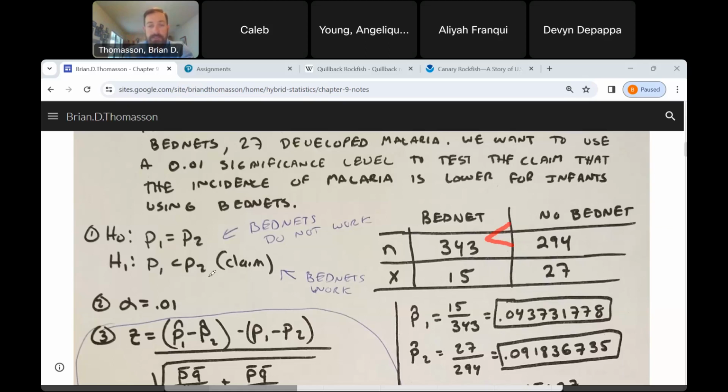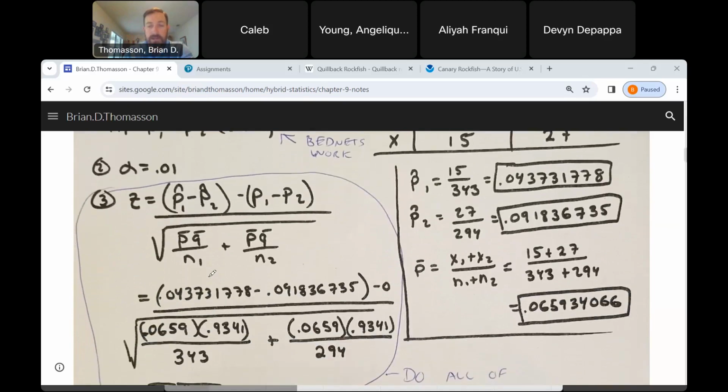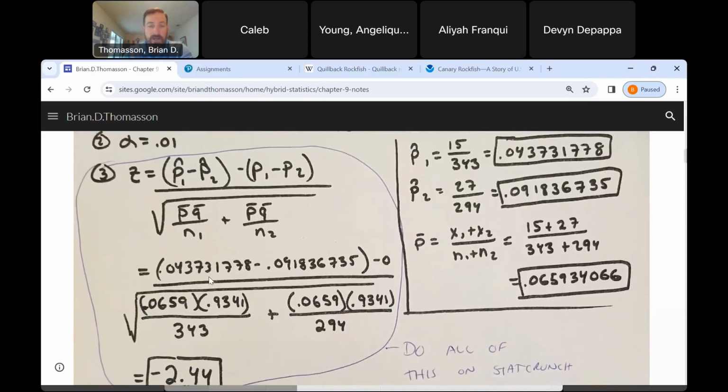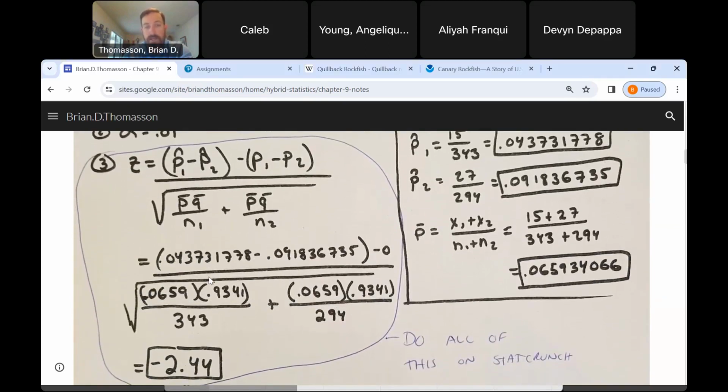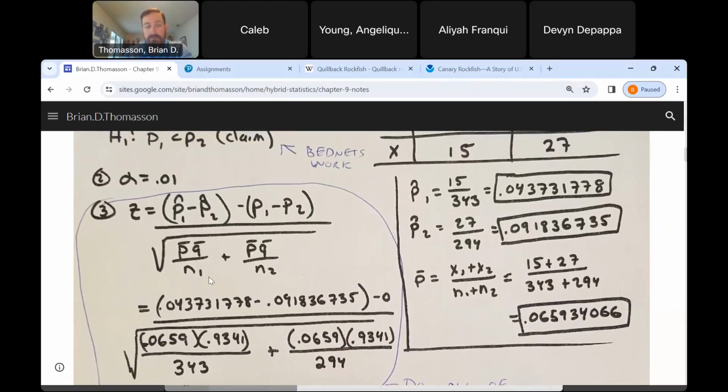Now, this gets messy. Notice that I have all this worked out by hand. Do not work it out by hand. It's a mess, because we have two proportions, and it just gets to be a mess.